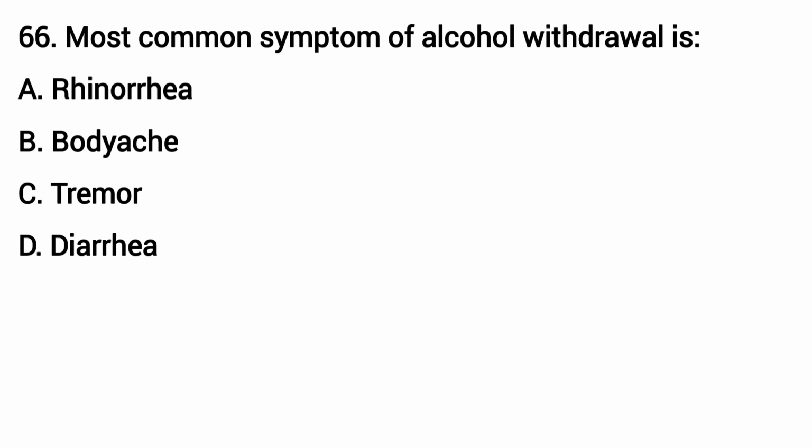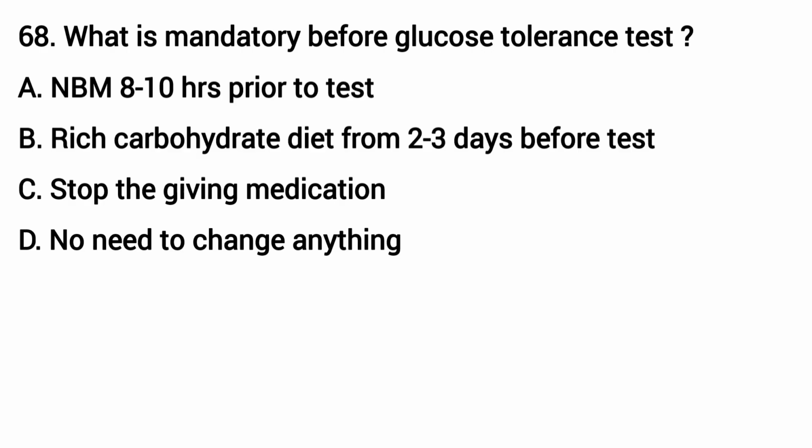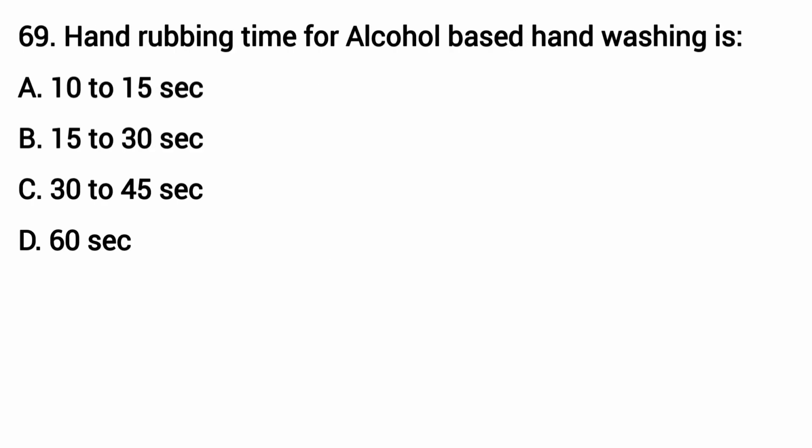Most common symptom of alcohol withdrawal is. The answer is tremor. Weber test is done to diagnose. The answer is B. Hearing loss. What is mandatory before glucose tolerance test? The answer is A. NBM 8 to 10 hours prior to test. Hand rubbing time for alcohol based hand washing is. The answer is B. 15 to 30 seconds.